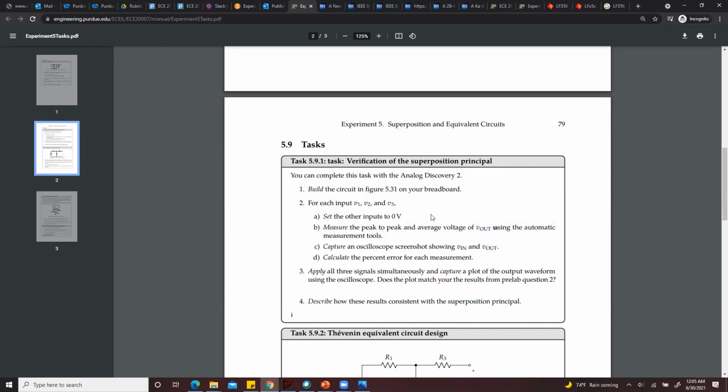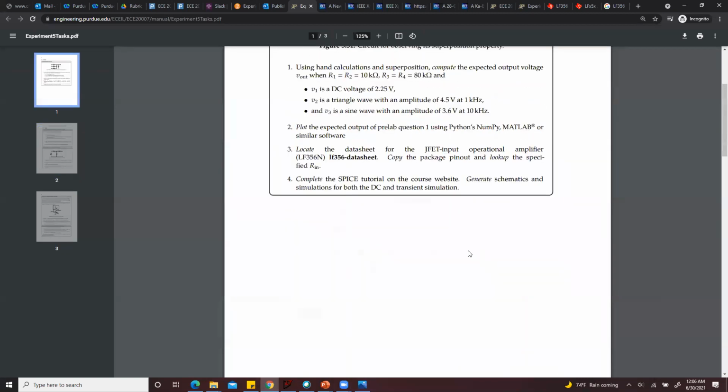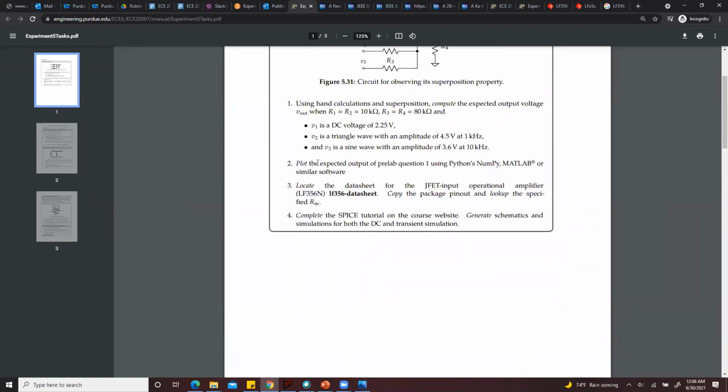Since you are using AD2, the oscilloscope of AD2 only has 2 inputs. So when you measure the final Vout, you don't have to include the Vin. You only need to include the Vout. Hopefully, after you measure the final Vout, the graph should be similar to what you got from question 2 of your pre-lab.